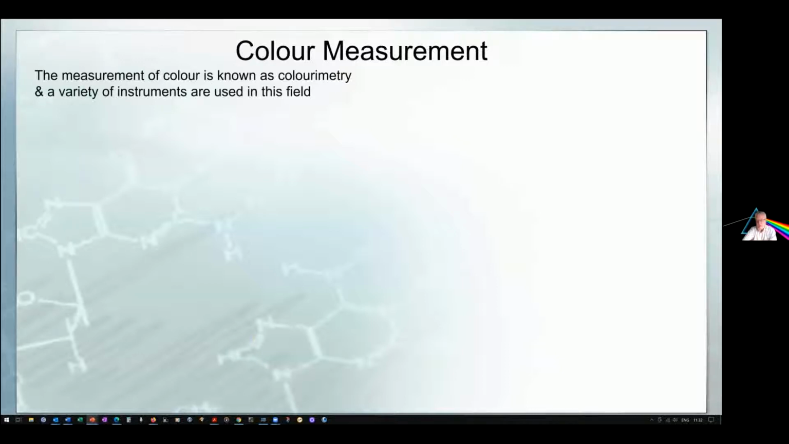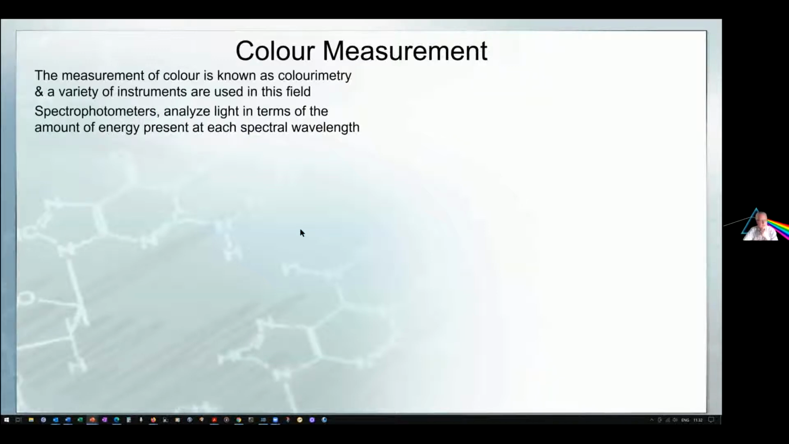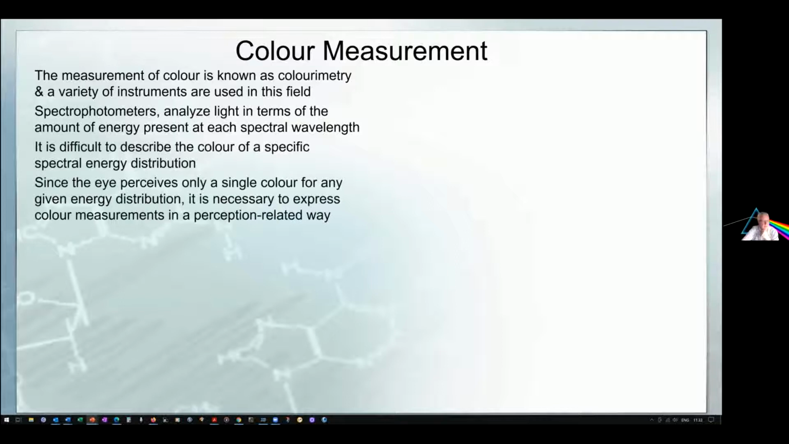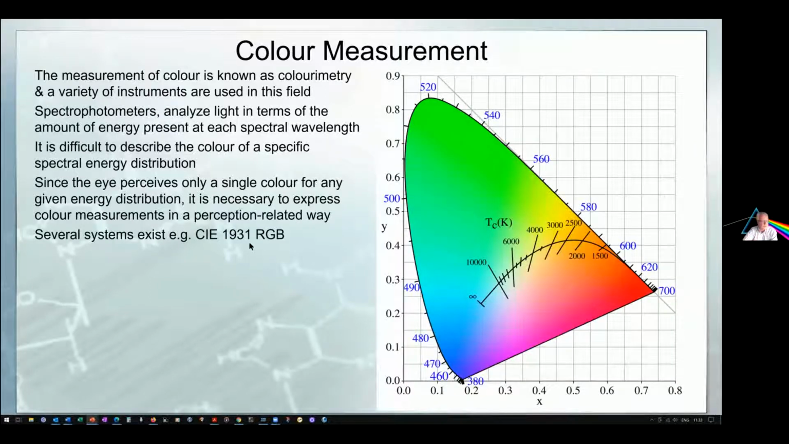So if you want to measure color accurately, it's called colorimetry. And you can use spectrophotometers to analyze light, break it down into its individual wavelengths and measure the energy at individual wavelengths. Our eye perceives only a single color for any given energy distribution, so we have to express color measurements in a perception related way. And so there are many different systems for measuring and representing colors.